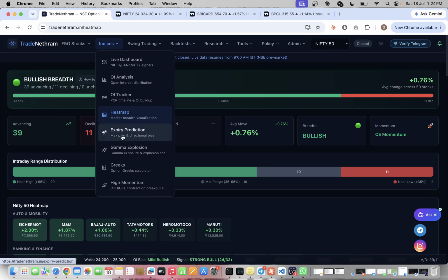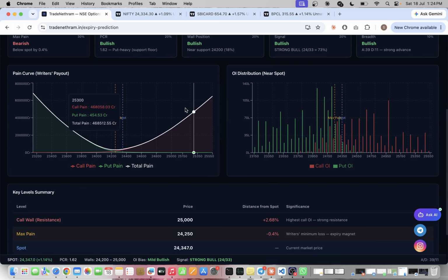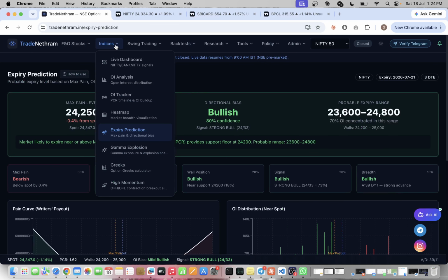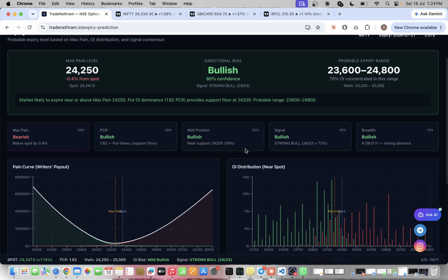I have removed this tab because it is a very high risk tab. Even I will not be trading in this section. If I click on it, it will give you some data. Oh, sorry, not the expiry prediction. I was talking about the gamma explosion. So expiry prediction is purely for the option sellers.